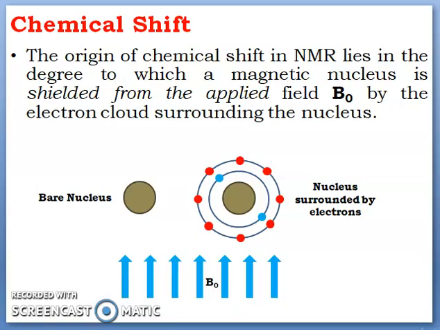These two nuclei will not experience the magnetic field in exactly the same way, because the nucleus surrounded by electrons will not experience the magnetic field as the bare nucleus does. I repeat, the bare nucleus experiences more magnetic field when compared to the nucleus surrounded by electrons.